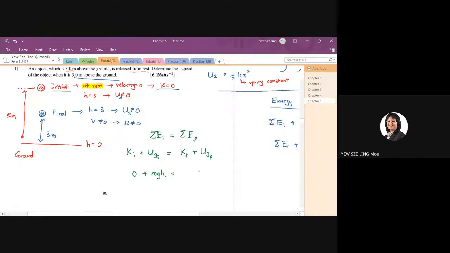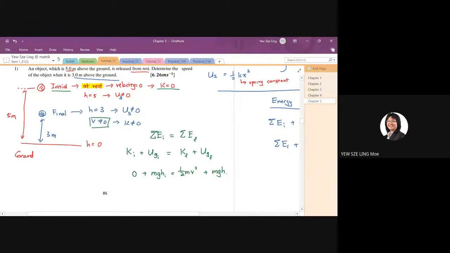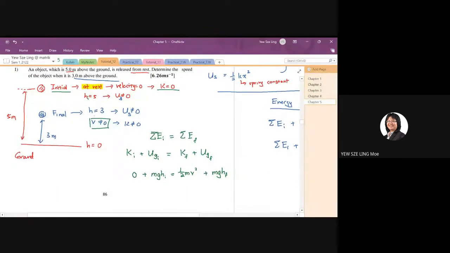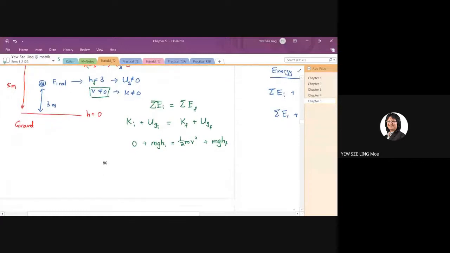Then equals to final K. Now you want to find the velocity, so of course it's a non-zero value: 1 over 2 mv squared plus mg h with a subscript f, the final h. So initial h we have 5, and final h is equal to 3. Now you have all the equations. What are you going to do next? You substitute the values into the equation.